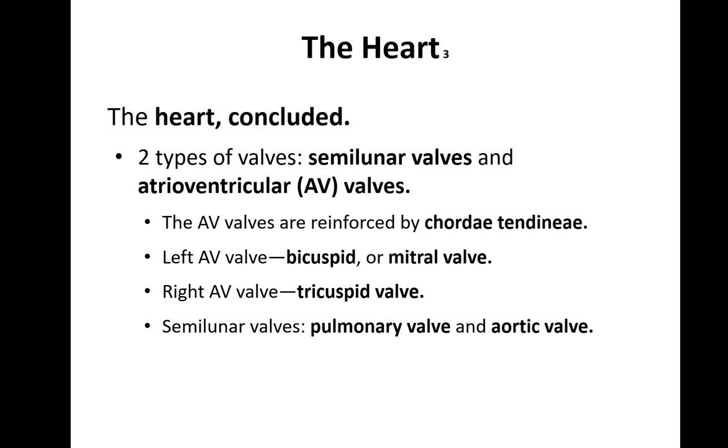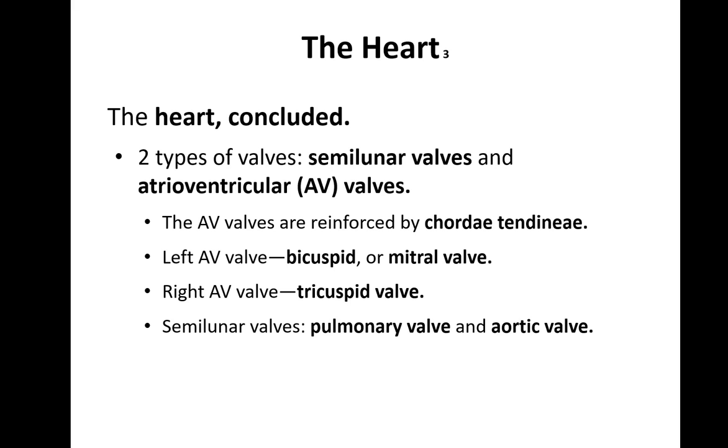Heart valves keep blood flowing in the right direction and prevent backflow. Atrioventricular valves, AV valves, are found between the atria and ventricles and are supported by fibrous strings called the chordae tendineae. The AV valve on the right side is called the tricuspid valve, and the one on the left is called the bicuspid valve.